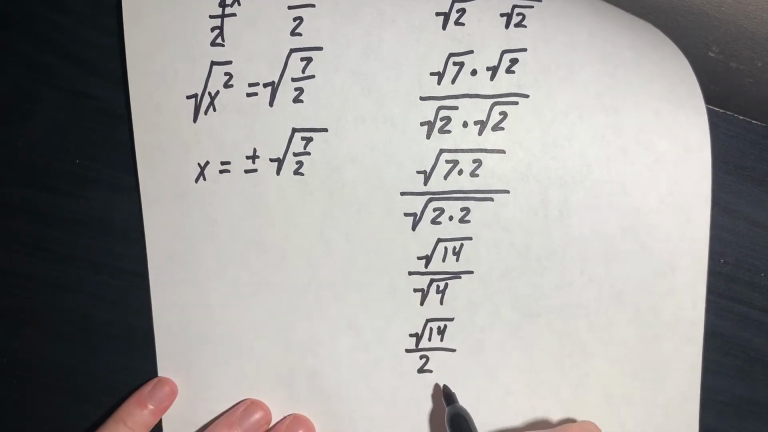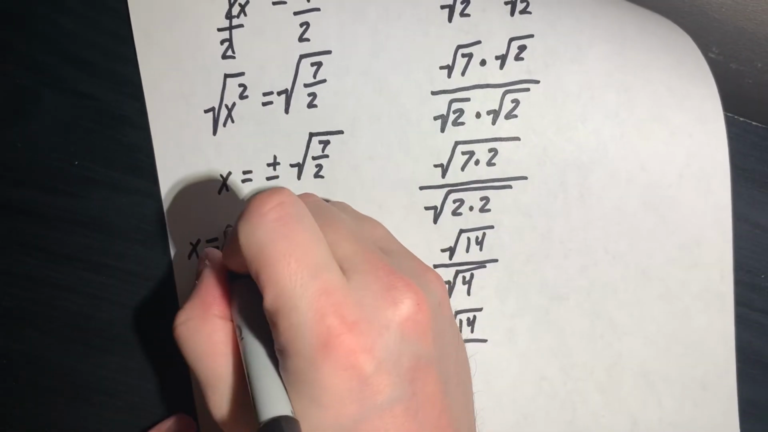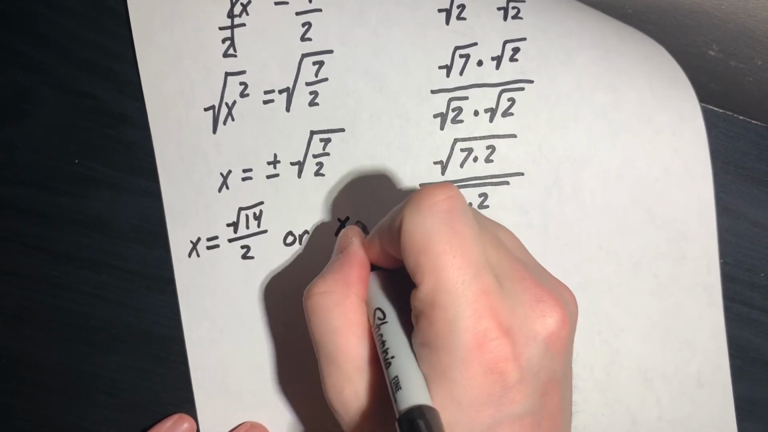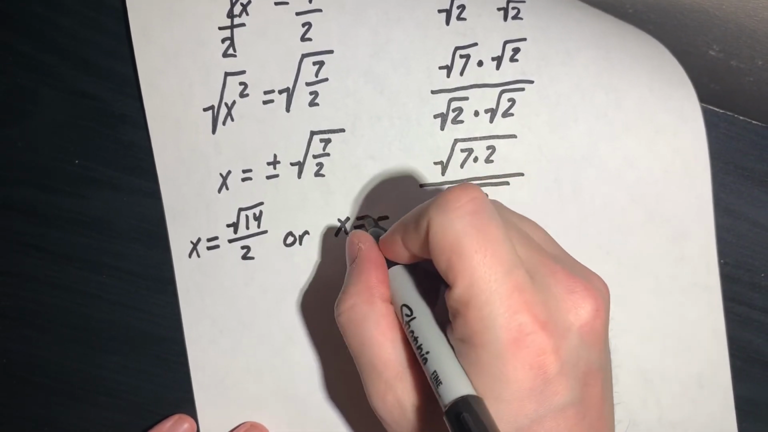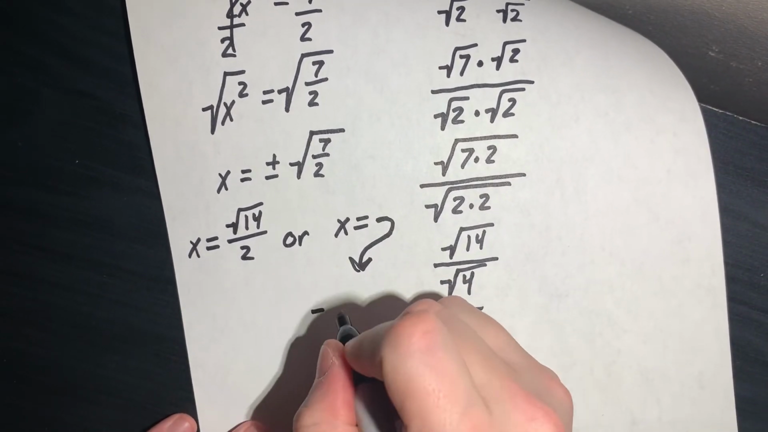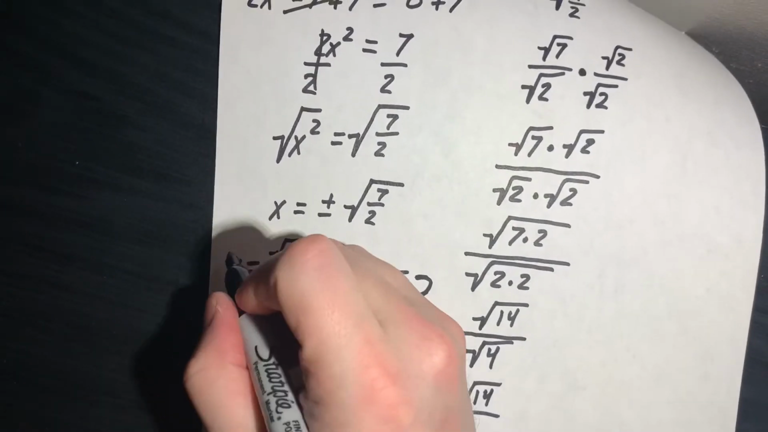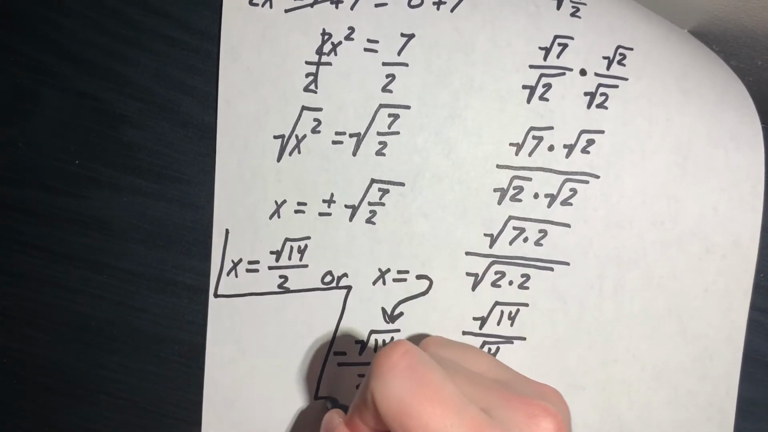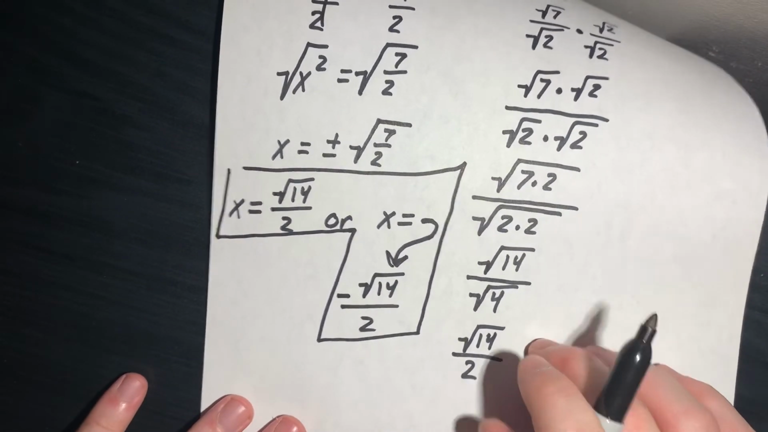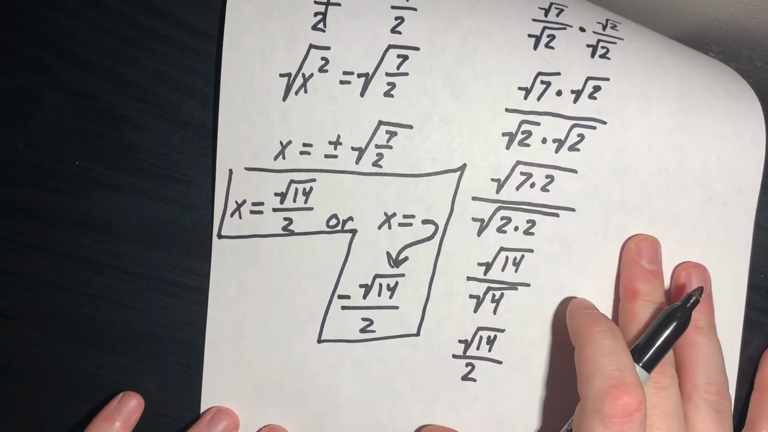So now this is going to become x equals square root of 14 all over 2, or x equals negative, oh, I'm sorry, I'm going to have to bring that down here. Sorry, guys, I realized I was running out of room there. Negative square root of 14 all over 2. So this is our solution. I know that's a long process, and that's horrible, but with some practice, you'll get used to it. So try not to stress out about that.